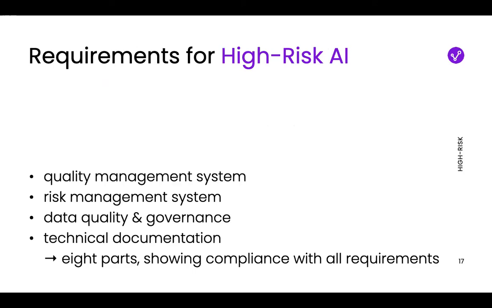Now, the next question is, if you're developing a product that's a high-risk AI, what does that mean for you? What are the requirements for the manufacturers as well as the users of these systems? A manufacturer of a high-risk AI system has to implement and use a quality management system. They also have to establish a risk management system. They have to adhere to certain data quality and governance requirements. They have to draw up a technical documentation that consists of 8 parts that are defined in the AI regulation. And the purpose of this technical documentation is to document and show compliance of all your processes and the product with all the requirements of the AI regulation.